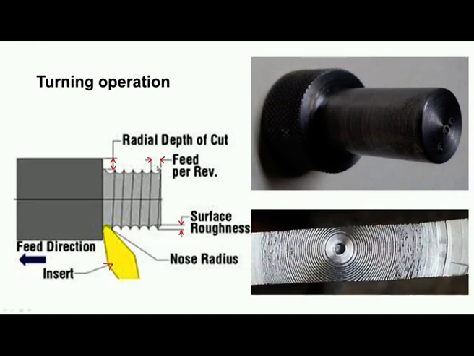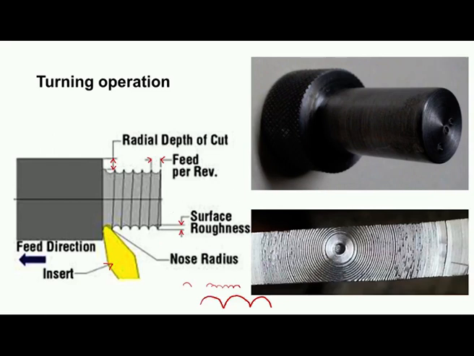So when we vary the feed rate, the roughness will change. If you have a very fine feed, then we get the surface roughness like this. And if the nose radius is more, then we get the surface roughness like this. So the geometry and the machining conditions do affect the roughness of the workpiece.